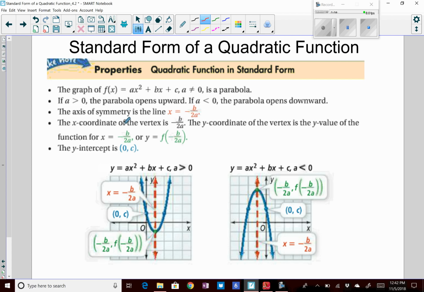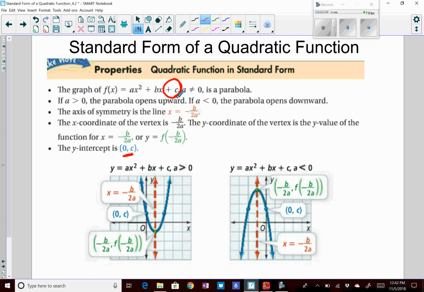Okay, the y coordinate of the vertex, well, y is f of x. If x is negative b over 2a, then f of negative b over 2a will be the y value. The other thing to remember is that the y-intercept occurs at 0, c. So whatever c is, whatever this value is in the equation, is going to be where the parabola crosses the y-axis.